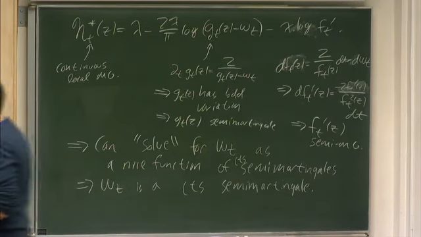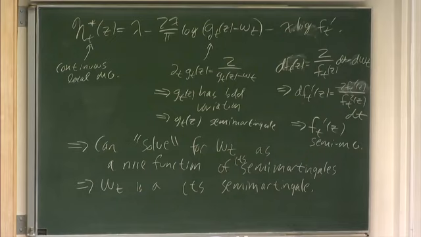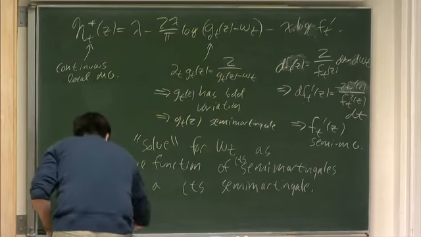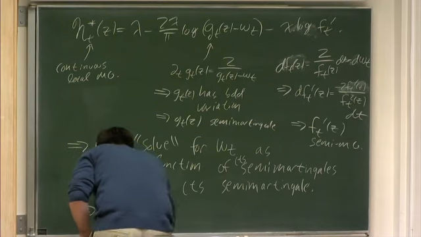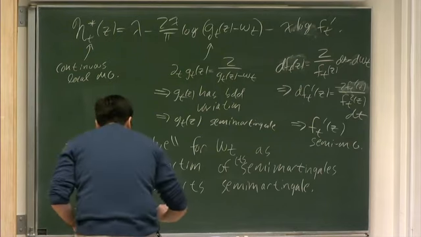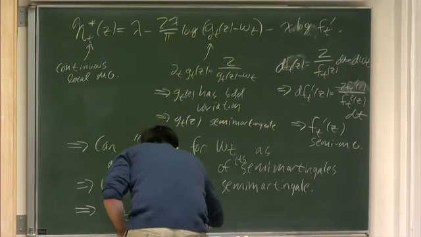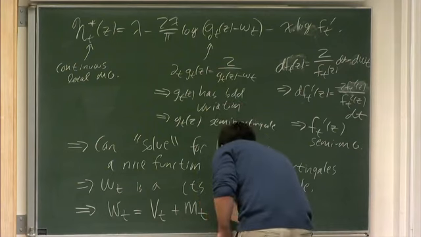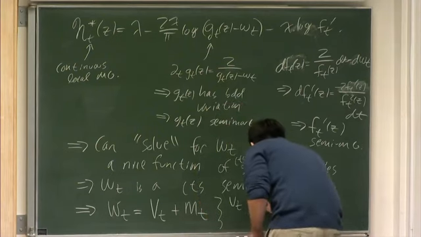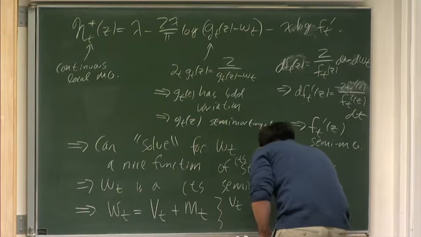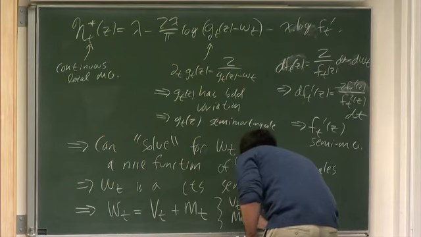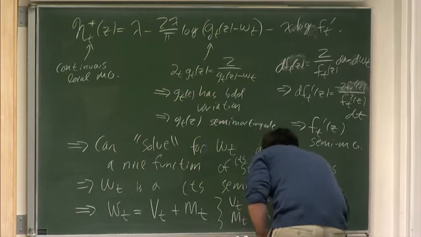Okay, so that's the first part of the proof. And now we want to identify what it is exactly. Since it's a continuous semi-martingale, we know that we can write w of t as a sum of vt plus mt, where vt has bounded variation and mt is a continuous local martingale.